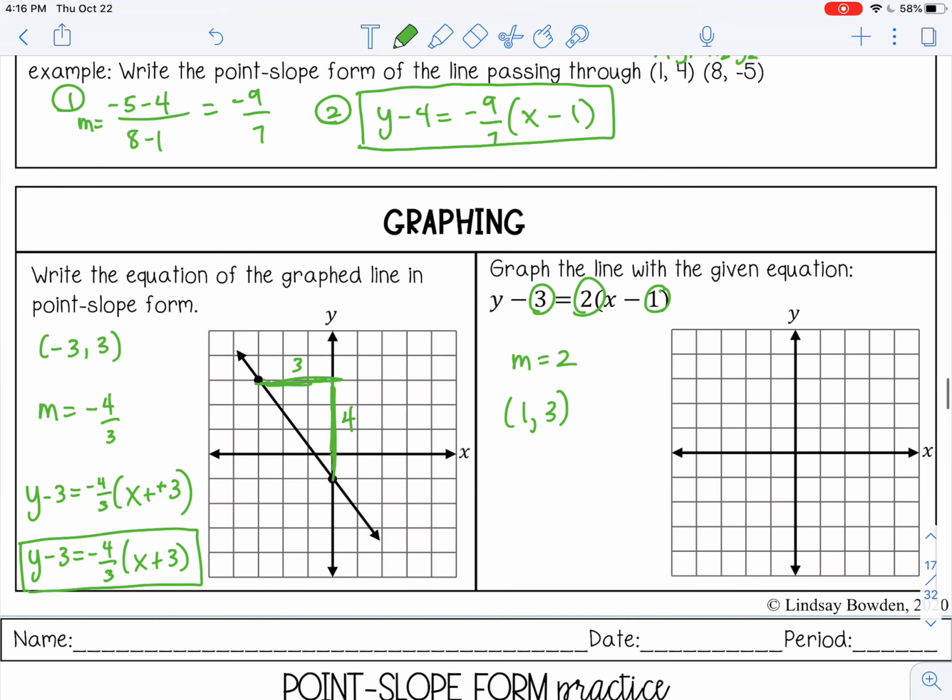So I'm going to graph that first, 1, 3. And I'm going to go, this is a slope of 2, that's like 2 over 1. So up 2 over 1, down 2 over 1. And just keep going and connect.